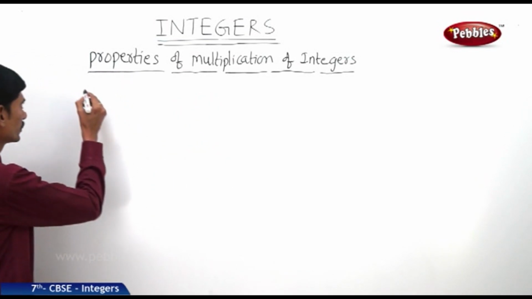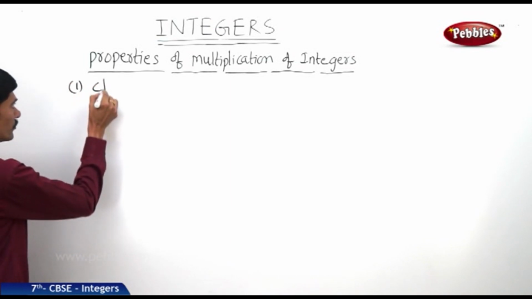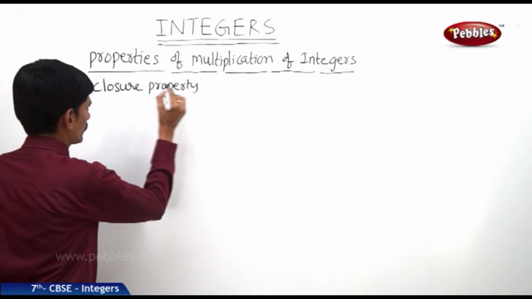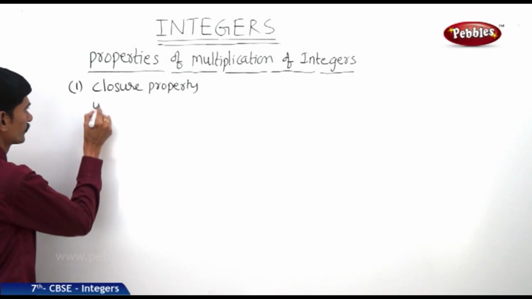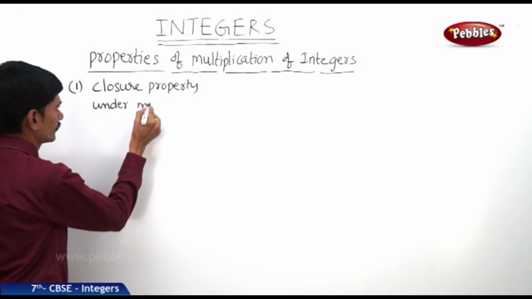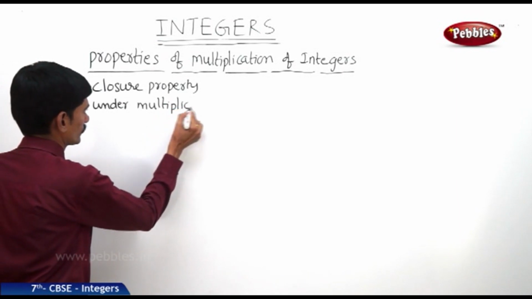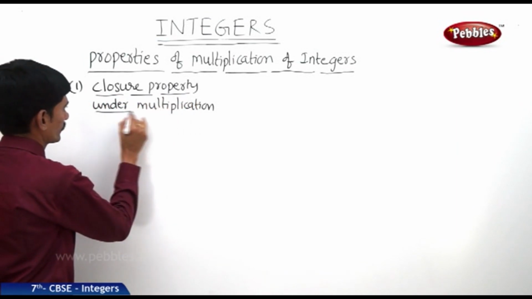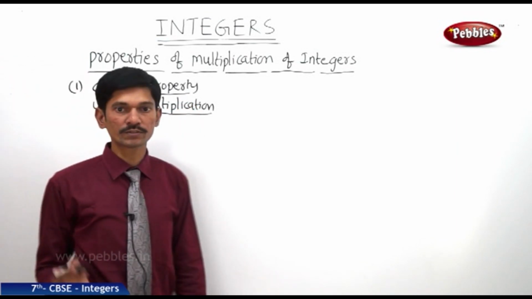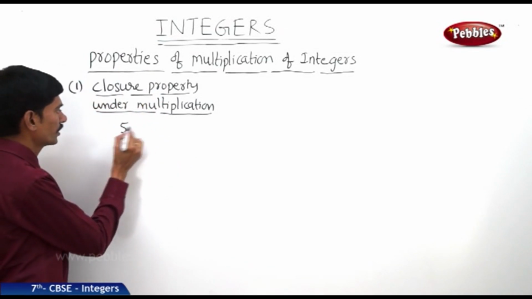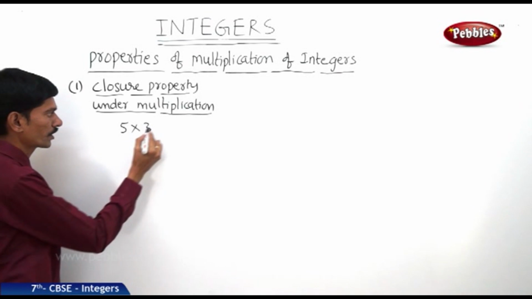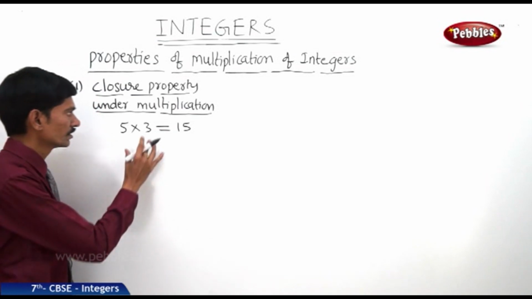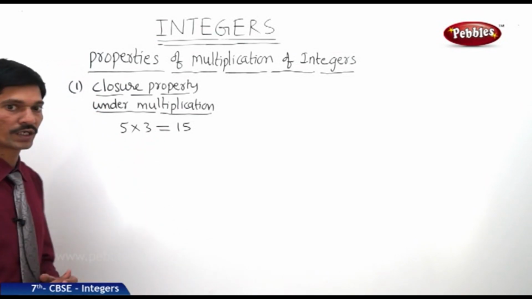Now the first one is the closure property under multiplication. If you multiply any two whole numbers, like 5 and 3, what is their product? 5 into 3 equals 15, which is also a whole number. So the whole numbers are closed under multiplication.